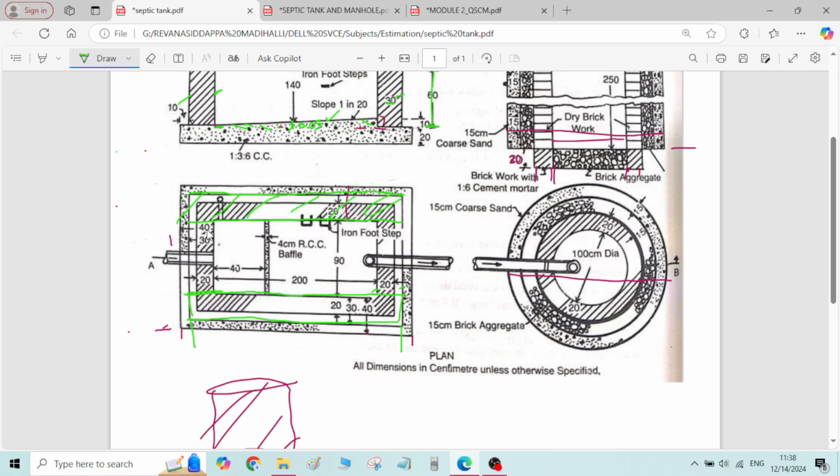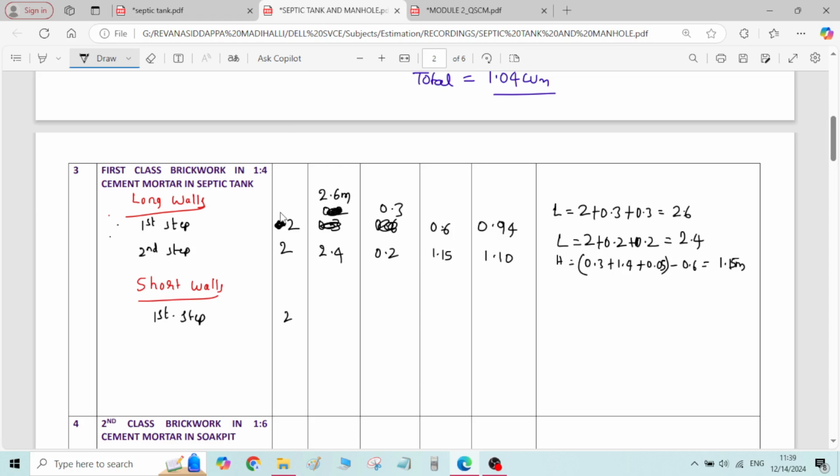Now along the short walls, what you have to do? You have to take only the clear dimension, clear inner to inner length. Okay, inner to inner length, this length. What is this length? It is 90 centimeter. There won't be any extra length. Inner to inner length we have to calculate. This is the main principle behind the long wall short wall method. Along long wall you have to take outer to outer length. Along the short wall you have to take inner to inner length, that is clear dimensions. So length is 0.9 meter.